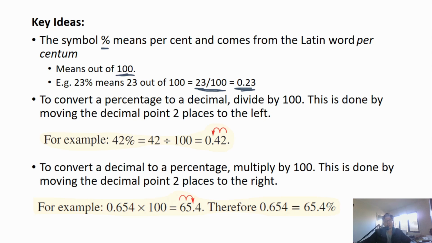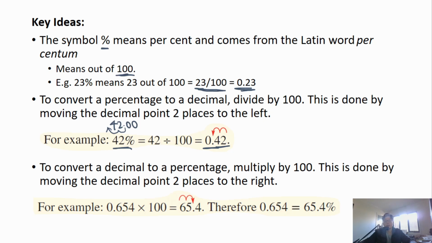Our next one is to be able to convert a percentage to a decimal. In order to do this, we need to divide our percentage by 100, and this is simply done by moving the decimal point 2 places to the left. So we have 42% down here, and if you want to add decimals, that is 42.00. We divide that by 100 by moving the decimal point to the left 2 places. So that's 1 and that's 2. Our final answer, 42% as a decimal, is simply 0.42.